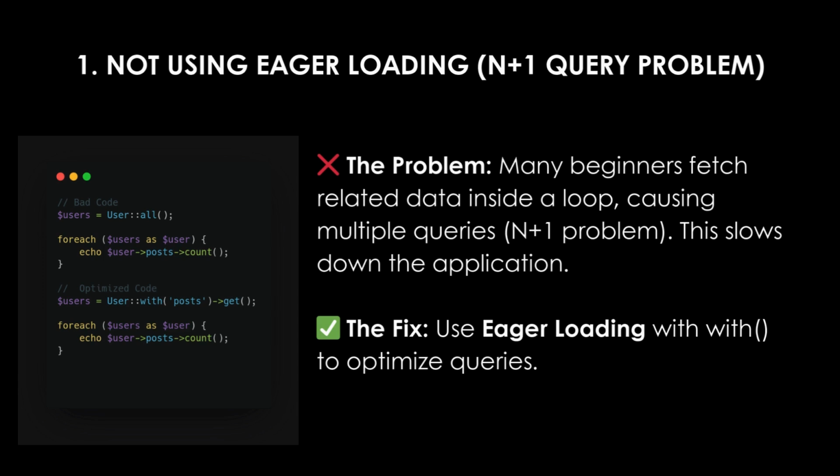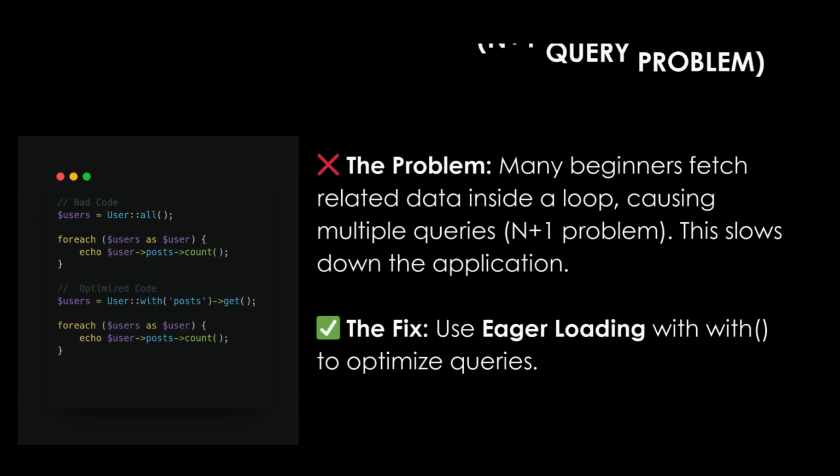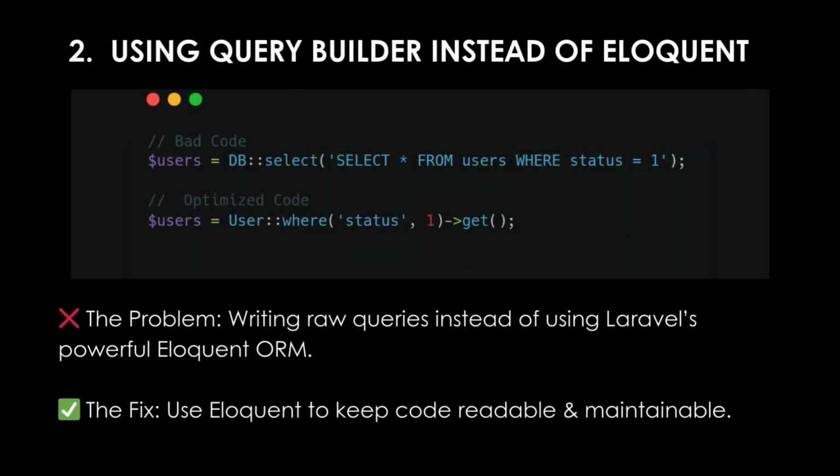And the second mistake is using query builder instead of Eloquent. The problem here is writing raw SQL or using the query builder everywhere. So it's hard to read, test, and maintain. So in the example, what they do here is fetch all the users with a where condition using the query builder. So the syntax here is $users = DB::select with the SQL query: select * from users where status = 0.